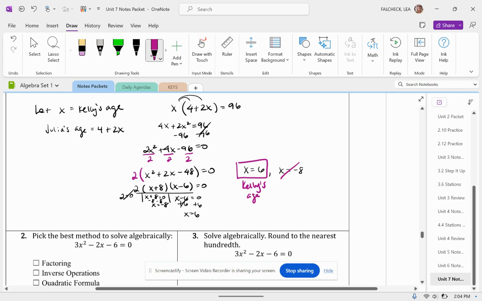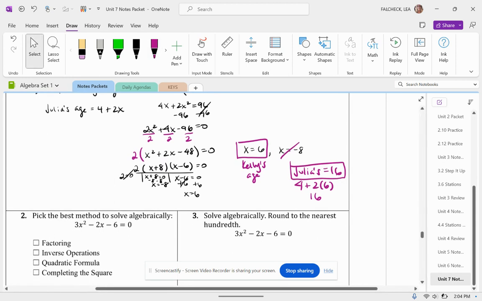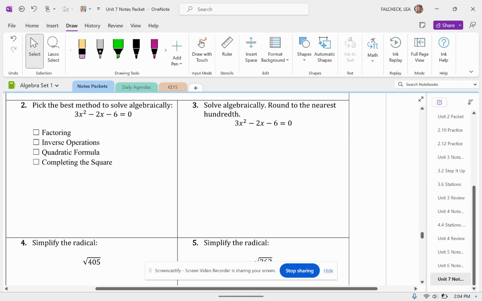And then I have to find Julia's age in terms of Kelly's age. So that's going to be 4 plus 2 times 6. That's going to be 16. So Julia is 16. Kelly is 6. Hooray for them. Number 2.